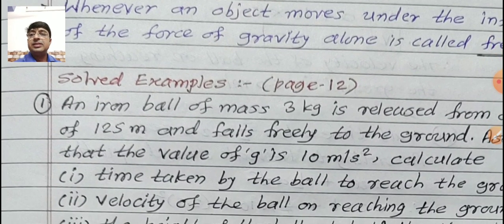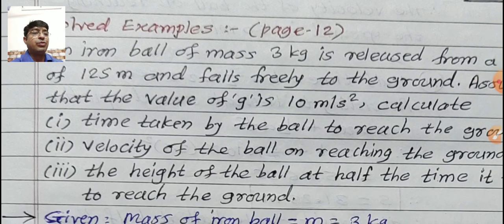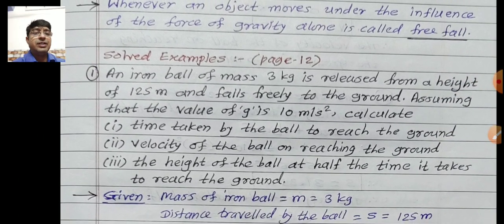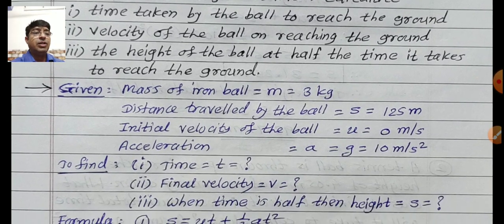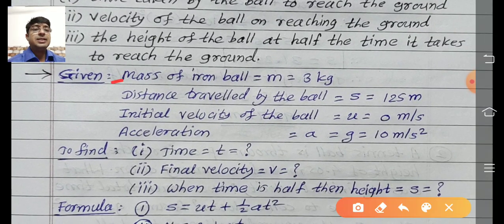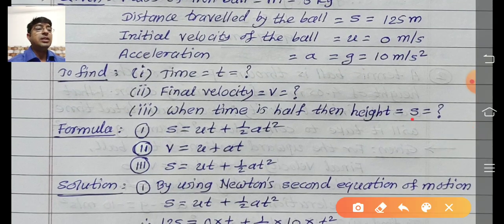See here, the first one. This is the first numerical problem solved on page number 12 in our textbook. So the question is already given. You read that question and we find three different things in this question. First of all, you write down all the given terms: mass, distance, initial velocity and acceleration, using their respective symbols. What do we find out? Three different things: time, final velocity v, and when time is half, the height. That height means nothing but the vertical displacement, that is s.